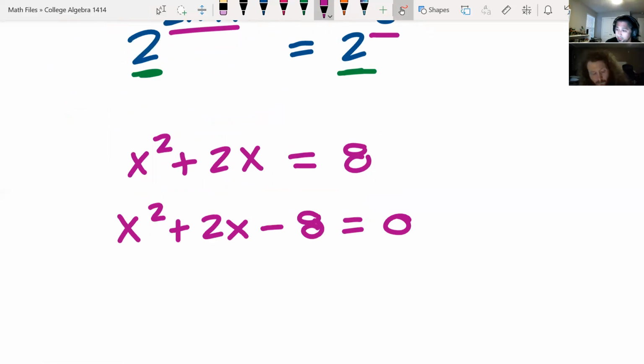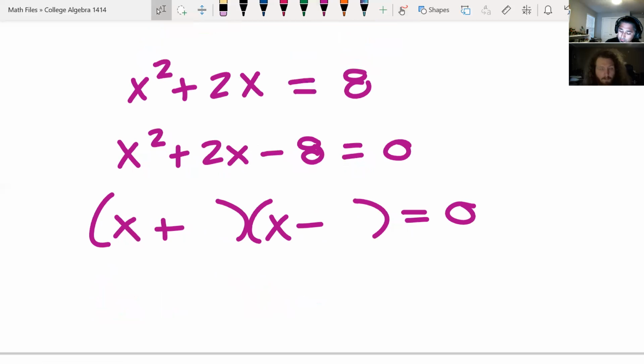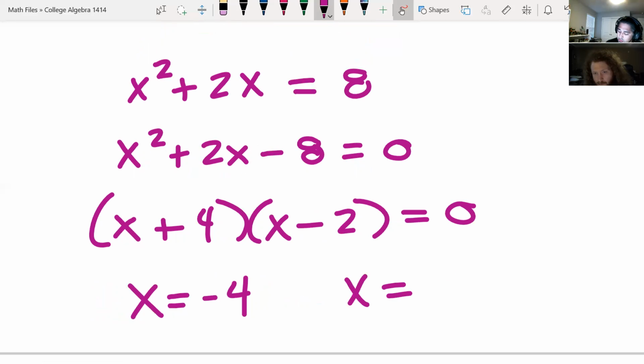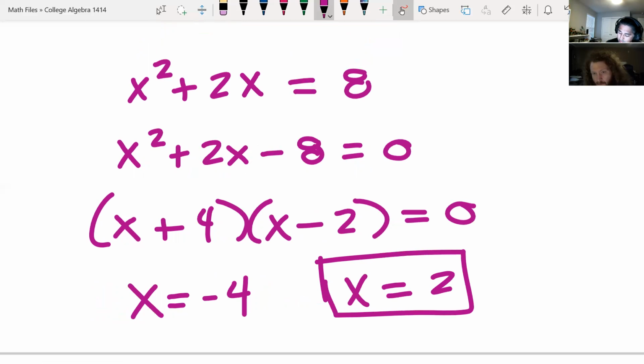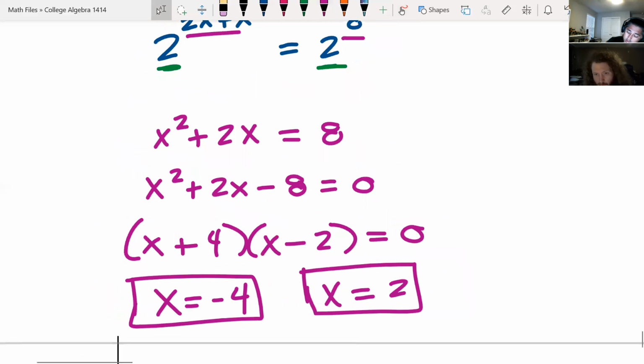And now all we have to do is factor. So this is going to be x plus a number, x minus a number equal to 0. What are the only factors of 8 that can give me a positive 2? 4 and 2. And here x equals negative 4 and x equals 2. There we go.